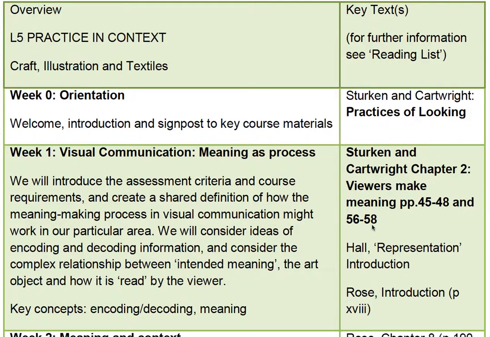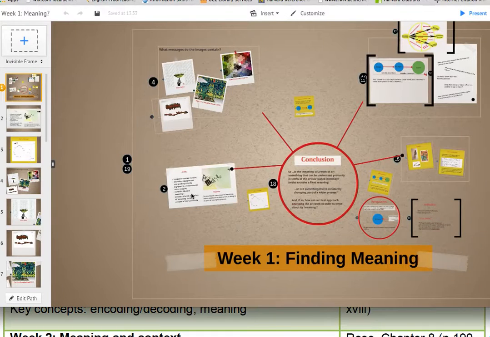We're going to be looking at this idea of a complex relationship, and this is communication theory. So the great theorist here is Stuart Hall, and again his work is on StudentNet. Now I'm going to take us quickly to the presentation I'll be giving, which is called Finding Meaning.